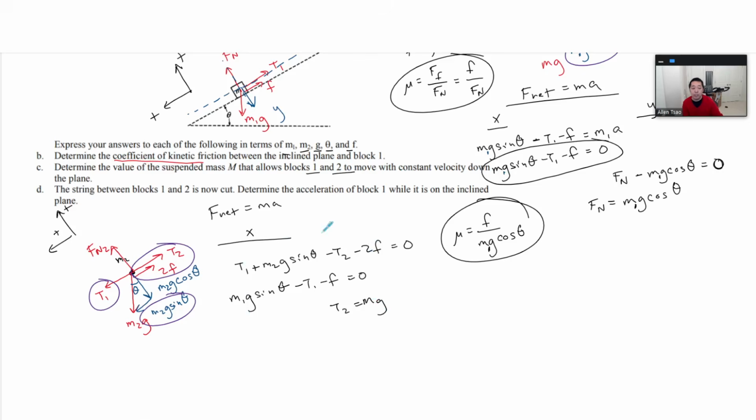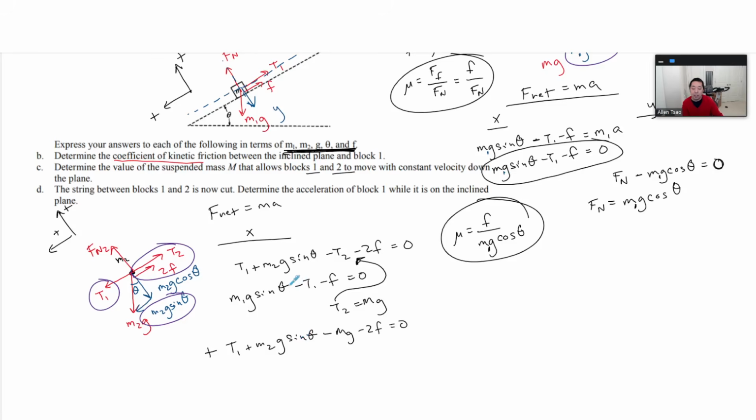But when we have these equations here, my goal is to figure out M. So I'm going to plug that in for T2. Then this equation would be T1 plus M2G sine theta minus mg minus 2f equals 0. And for these two equations, I'm just going to add them because I want to eliminate the tension. Why do I eliminate T1? Because I'm not allowed to use T1. T1 is a variable I made up. I'm not allowed to use it in my answer here.